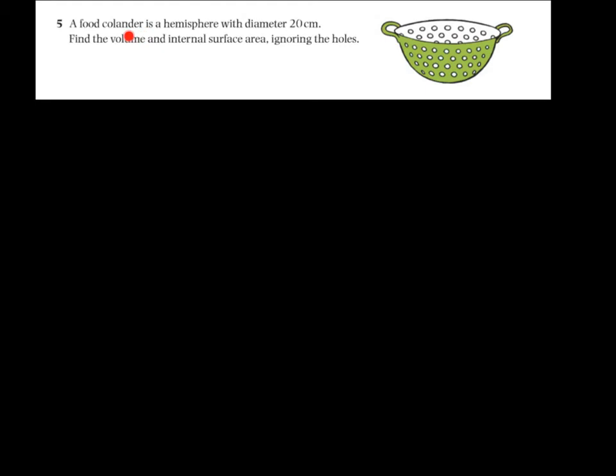Right, so our next question is this one. A food colander is a hemisphere with a diameter of 20 centimeters. So basically a colander is what you use to rinse your pasta in. Our diameter is 20 centimeters, and we want to find the volume and internal surface area. It adds that little phrase in there, ignoring the holes, because then that just makes it a simple question for us. Basically we're working out the volume and surface area of the hemisphere. A hemisphere is half of a sphere, so you can see from the diagram.